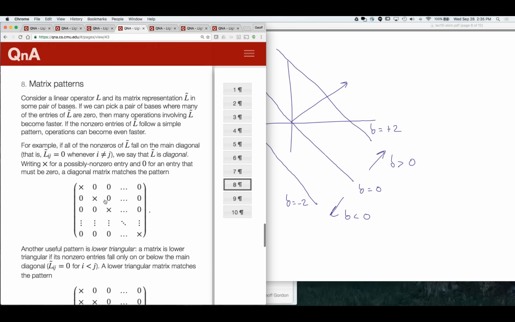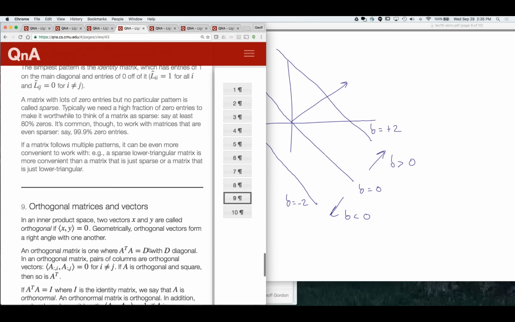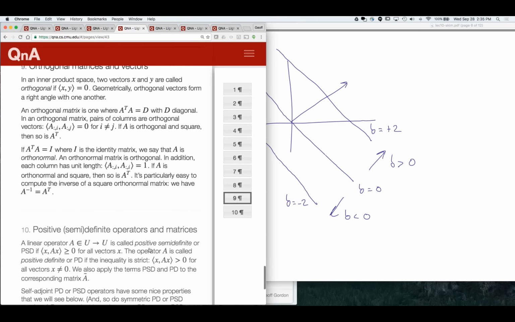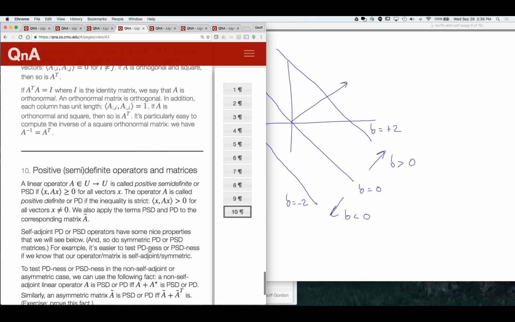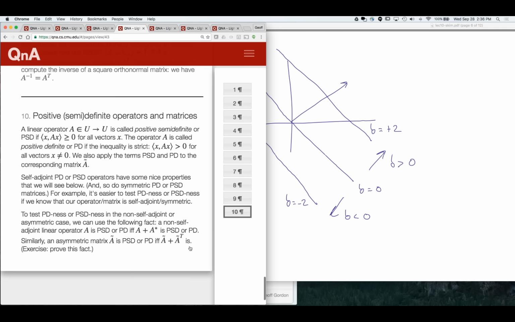Let's see, we talked about matrix patterns like diagonal, triangular, orthogonal. I'll skip over those unless people have questions. And we talked about the property of being positive semi-definite. And that's an important property as well. We'll run into it again later. In particular, we'll often run into symmetric PSD matrices or symmetric self-adjoint PSD operators. And those two things correspond to each other.